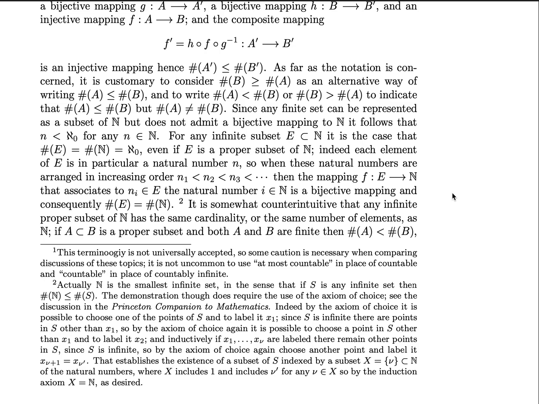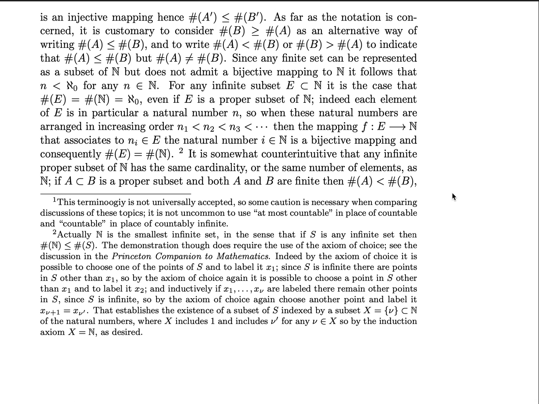Indeed, each element of E is in particular a natural number, so when these natural numbers are arranged in increasing order, n1, n2, n3, then you generate your bijective mapping F from E to ℕ that associates to each ni in E the natural number i in ℕ, and you have what you sought out to prove. If you read the footnotes, you can see that actually ℕ is the smallest infinite set.